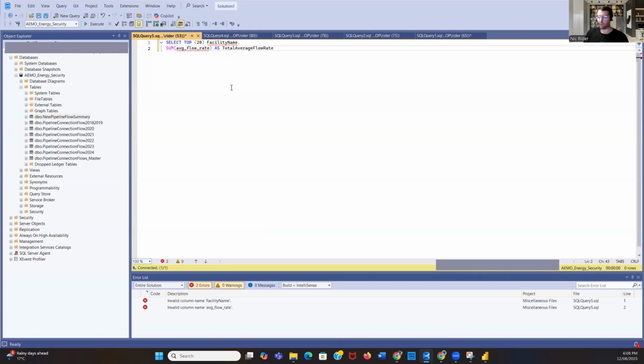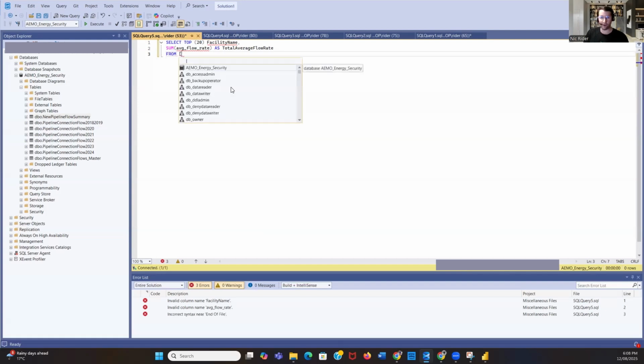Okay. And then we're going to go FROM, so where are we getting this data from? We're getting it from the AEMO Energy Security database, and then from the data table, which is the .dbo, and that's going to be here as well, like this.